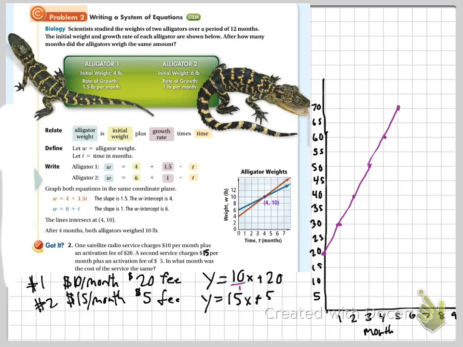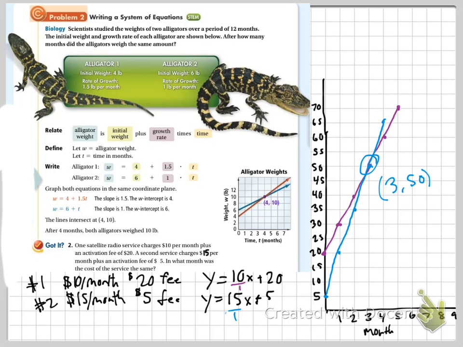Then I'm going to switch colors and I'm going to graph my other one. So this one has a y-intercept of 5. So put a dot at 5. This time I'm going to go up 15, which means I need to go up 3 and again over 1. So up 1, 2, 3 over 1. Up 1, 2, 3 over 1. And look, we've already crossed, so I'm going to connect those guys. And our intersection's right here at the point 3, 50.